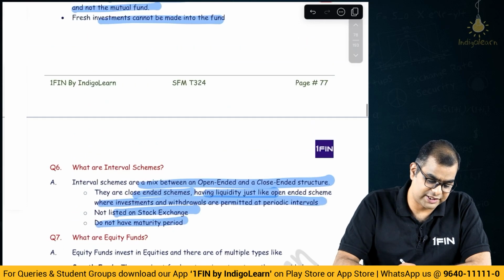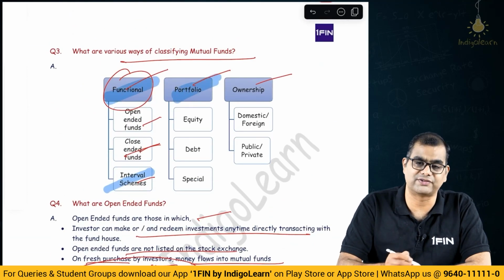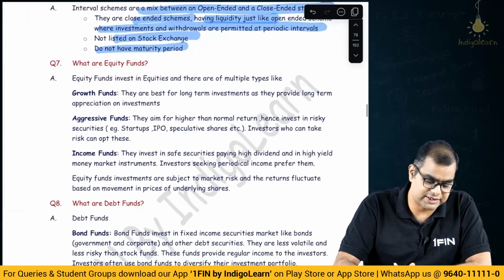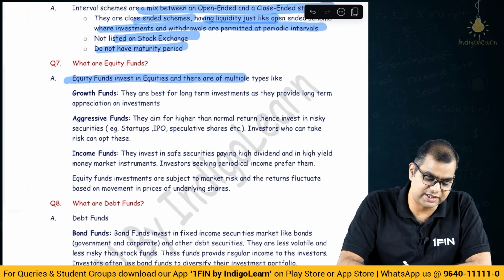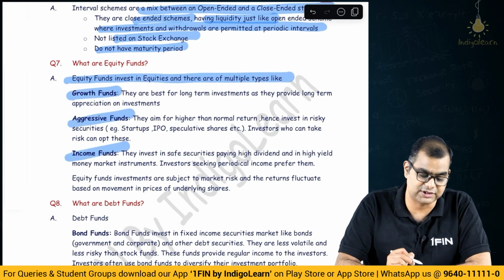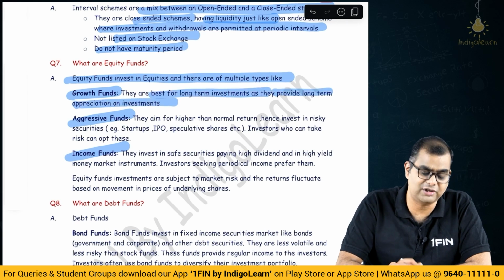Then you have something called equity funds. So this is the functional classification. Now you can come to the portfolio classification. What is portfolio? You have equity, debt and special. What are equity schemes or equity funds? Equity funds invest in equities that are of multiple types, like growth funds, aggressive funds and income funds. Growth funds are best known for long-term investments as they provide long-term appreciation on the investment.